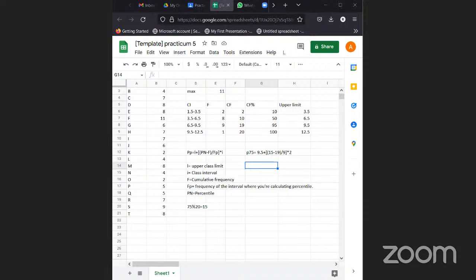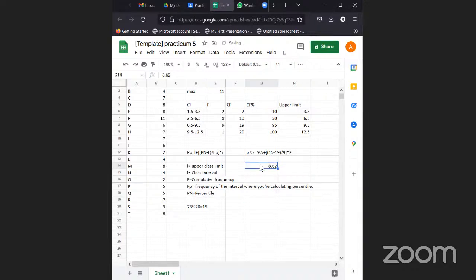So is it 9.5 minus 0.88 or 9.5 plus 0.88? Minus, because we have the minus difference here, right? 15 minus 19 is a negative score, yes? So what is 9.5 minus 0.8? 8.62. Exactly. So it is 8.62.